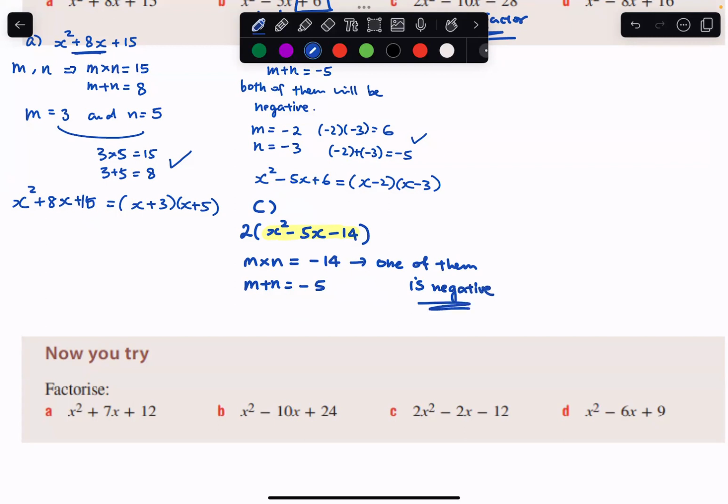Now we can think about the factors of 14. We can do 2 and 7. But one of them is negative, and they add together to get negative 5. So we can do m equals negative 7, n equals 2. We can check as well: negative 7 times 2 is negative 14, and negative 7 plus 2 is negative 5. So this can be written as 2 bracket x minus 7 times x plus 2. Finish.